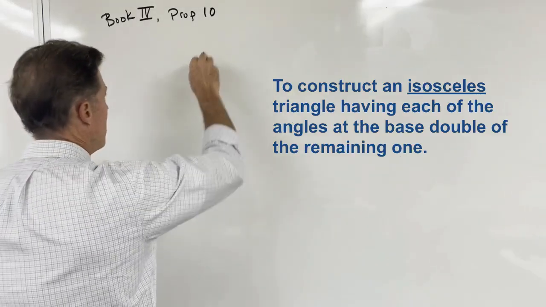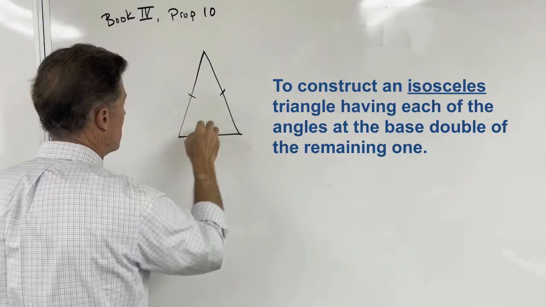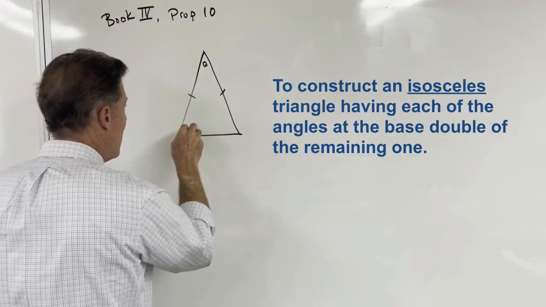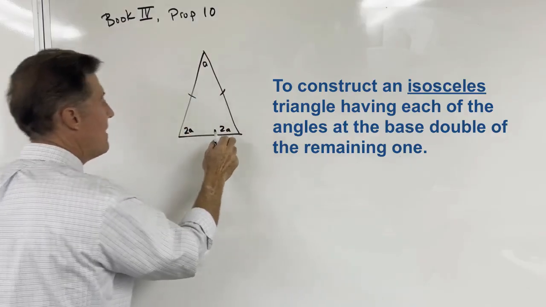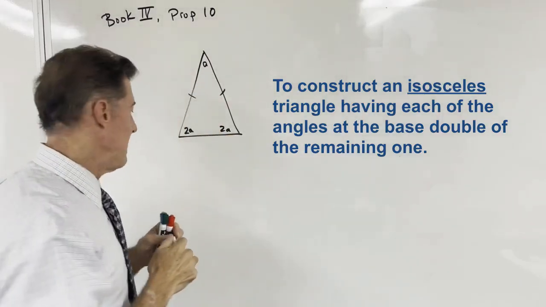So here's what we're going to end up making. We're going to make an isosceles triangle, where two sides are equal. And if the value of this angle is a, then the value of this is going to be 2a, and the value of this is going to be 2a. So the value of each of these base angles is going to be double the remaining angle.